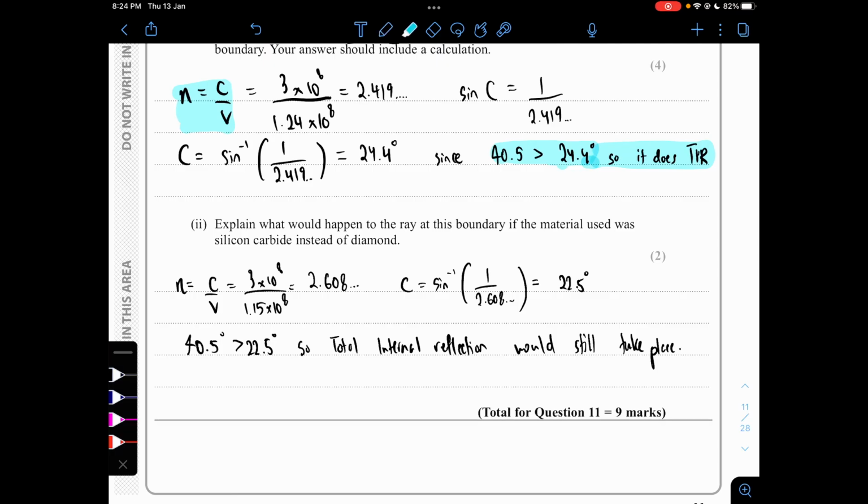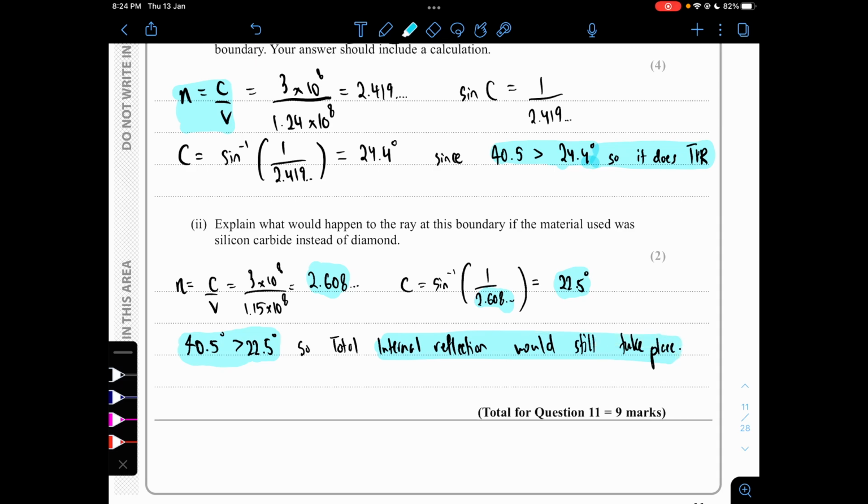So how did we get here? We calculated its n, substituted back into this formula, found out the angle, and the angle is obviously less than the angle needed to leave. So internal reflection does take place.